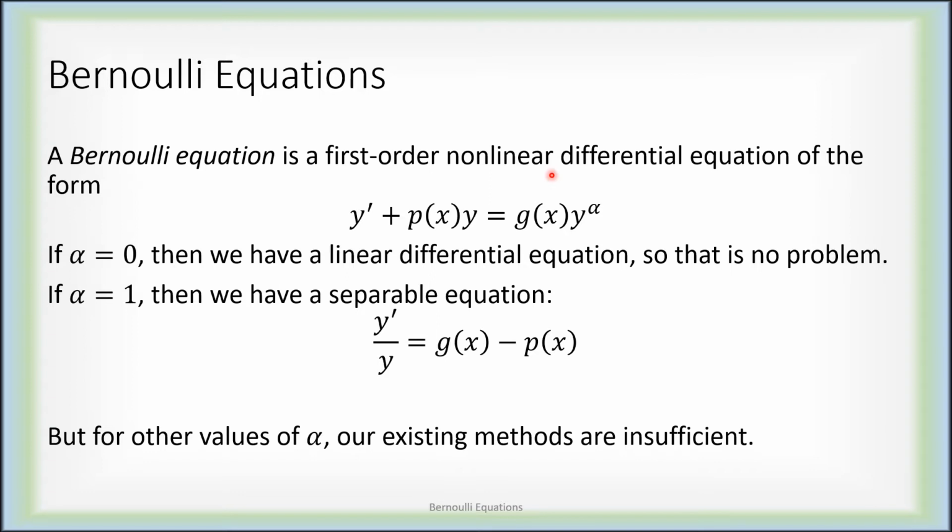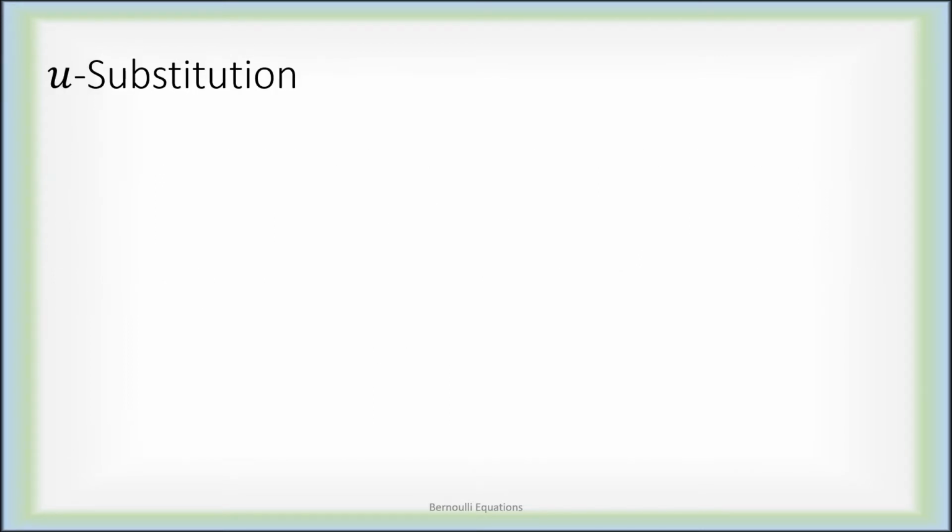Specifically, try to imagine alpha being something like 1/2. Then I have a square root of y here, which is something we just haven't seen yet. And we attack this problem through the technique of u substitution.